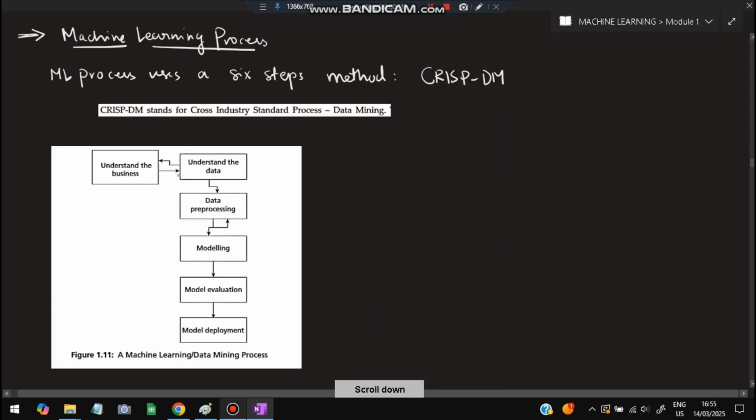Okay, moving on to the next topic, we have the machine learning process. Okay, so it is a 6-step method, how machine learning learns. Okay, CRISP-DM. What is CRISP-DM? Cross Industry Standard Process for Data Mining.